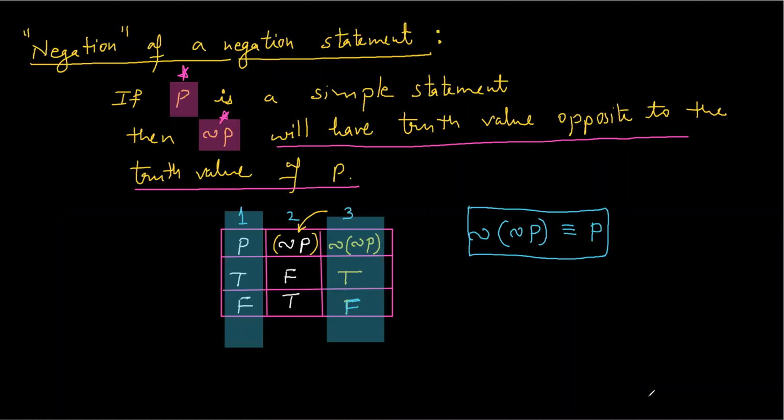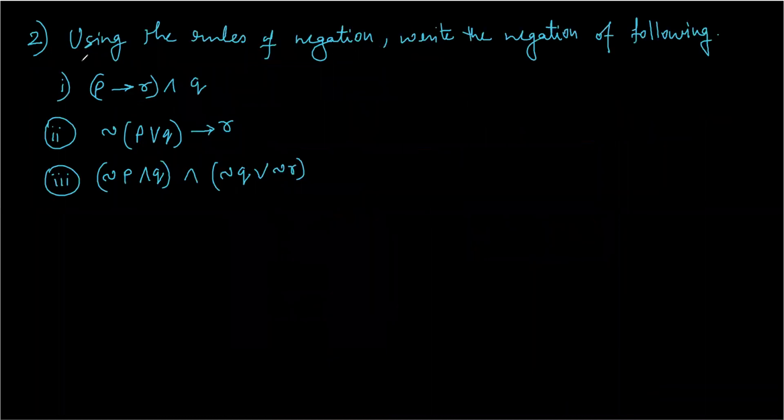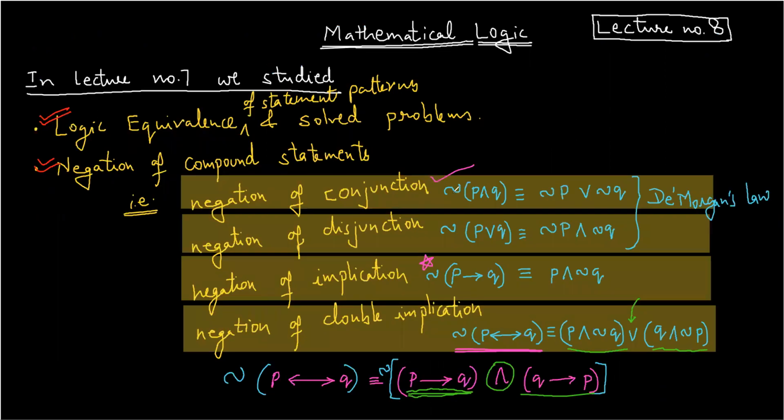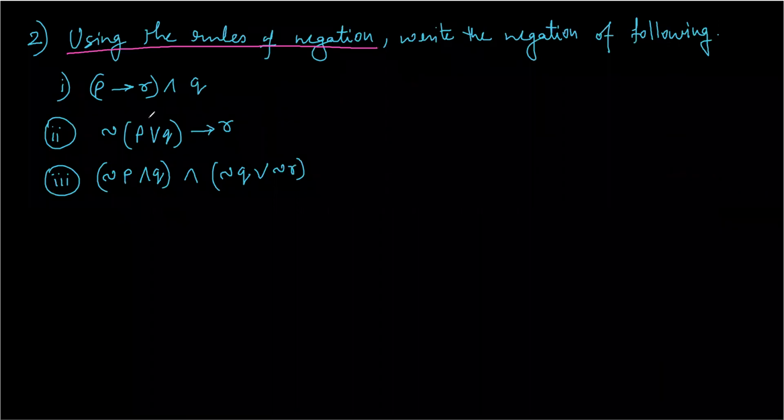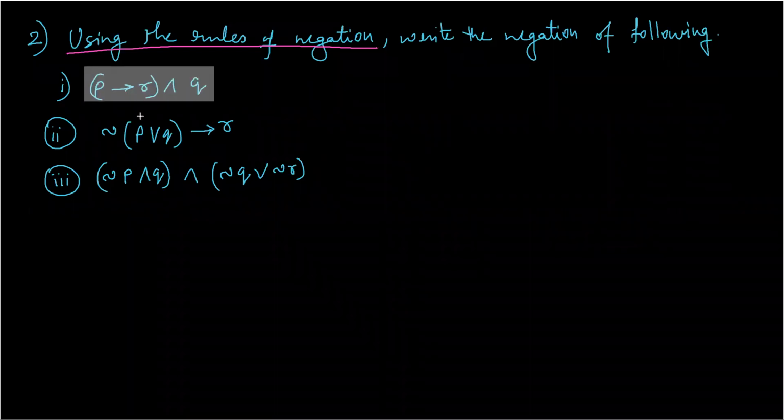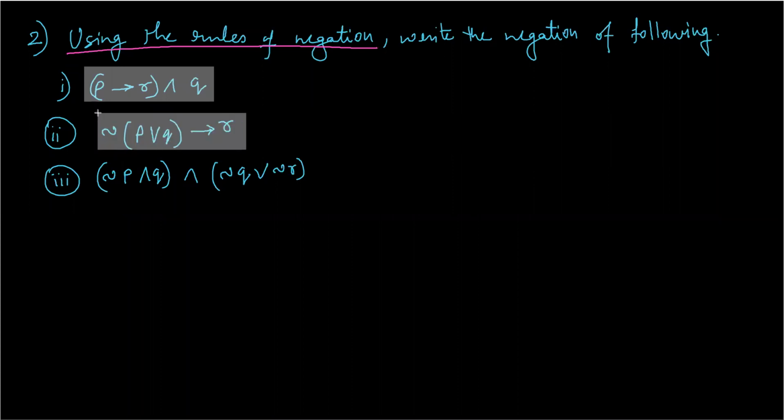Now let's solve few problems. Here you can see I have already written problem for you, and it is using the rules of negation. Now, what are the rules of negation? These are the rules of negation. You have to use these rules of negation and write the negation of the following. So what we are given are few statement patterns, or you can say we are given some compound statements, and we have to write the negation of these compound statements.